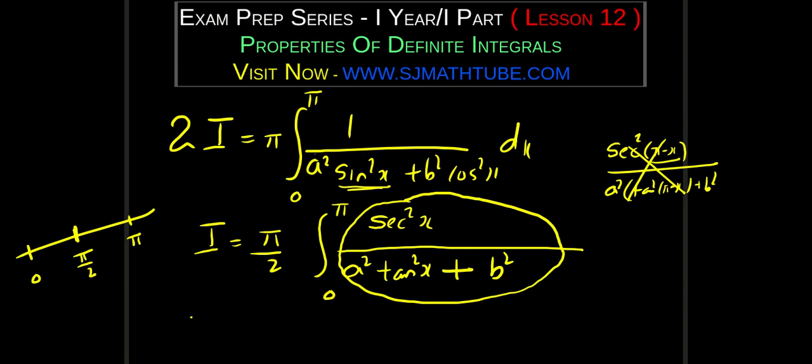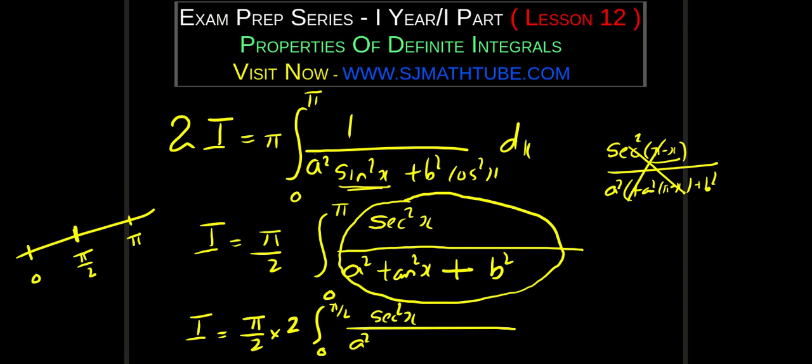So what I do in the next line is, I'm going to write pi by 2 into 2 times the integral from 0 to pi by 2 of sec square x by a square tan square x plus b square. Now look at this, my friends. This is a key step. If you forget this, you're going to end up with the wrong answer. This is very, very important. You'll understand later on why I did this.